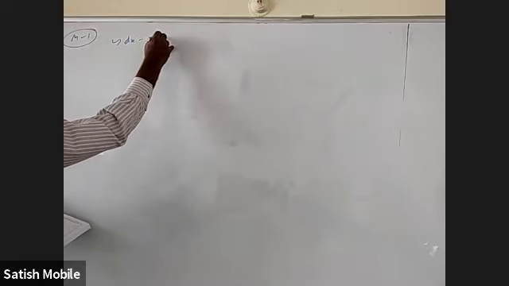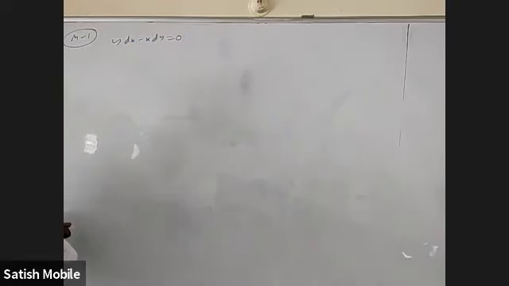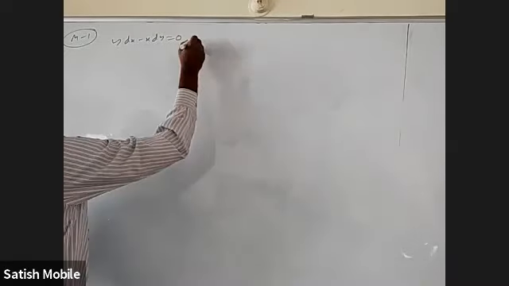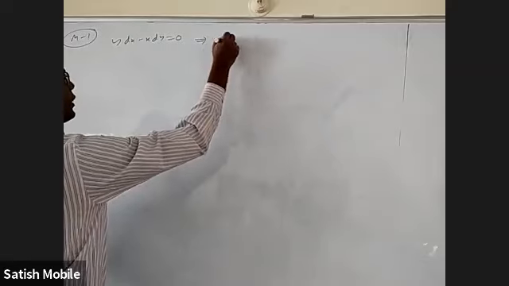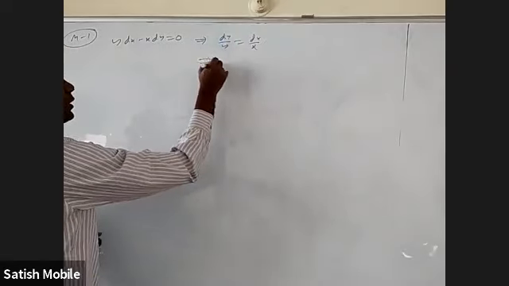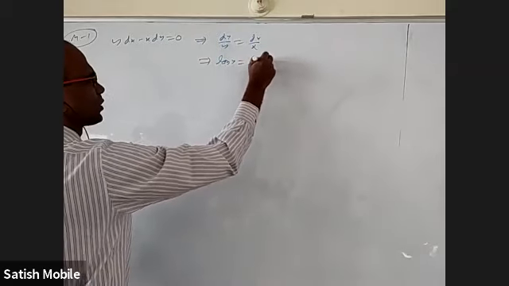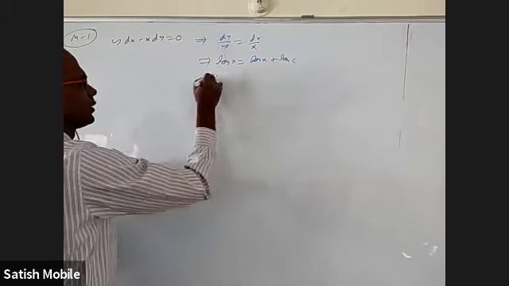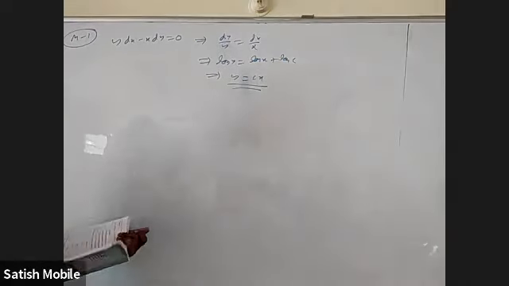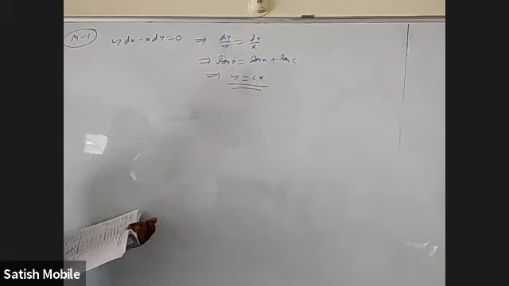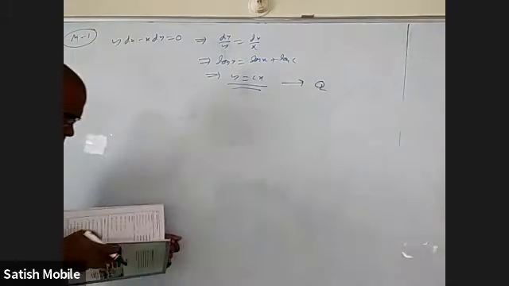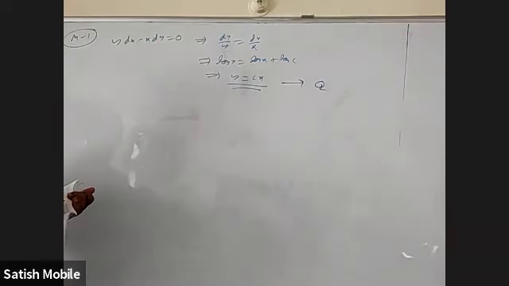y dx minus x dy equal to 0. You can divide by y square or x square. You can write dy by y is equal to dx by x, and write log y is equal to log x plus log c. So y equals cx. Basically, lines which are concurrent at origin, a family of straight lines through origin, Q. So A should match with Q. So the key may be wrong; we'll just correct it.